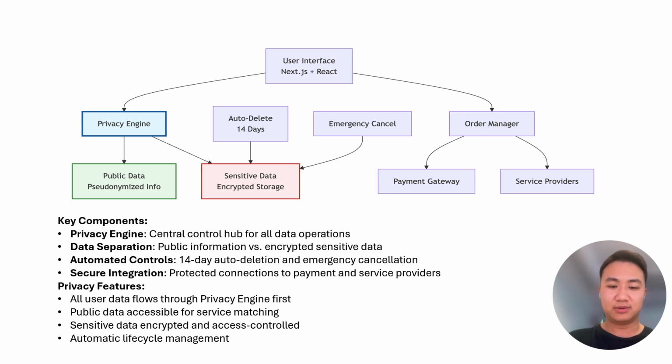This is encrypted and heavily protected. The privacy engine automatically manages the data lifecycle. It handles our 14-day auto deletion policy and can instantly revoke access during emergency cancellation. This separation means even if someone accesses our public data, they can't get personal information. Our system connects to the payment gateway and service providers, but they only see what they need to see, nothing more. This is privacy by design in action.